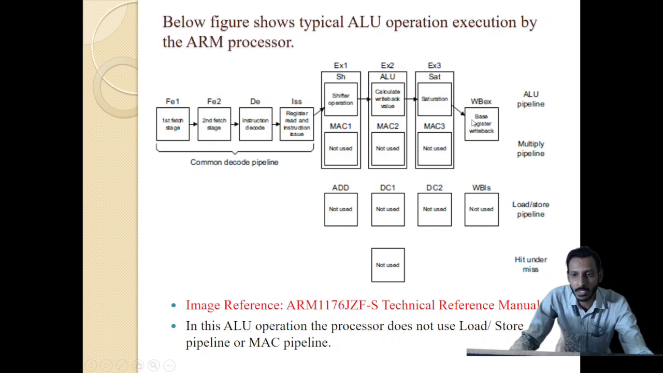The last block is the write back execution, which is the base register write back. Whatever ALU operation produces the final result, that final result from the write back register is stored into memory. So this is the flow of the typical ALU operation execution done by the ARM1176 processor. One condition is that whenever the ARM processor is using the ALU operation pipeline, it is not able to use the load and store pipeline or the MAC pipeline. Only one pipeline is used by the processor while performing ALU operations.